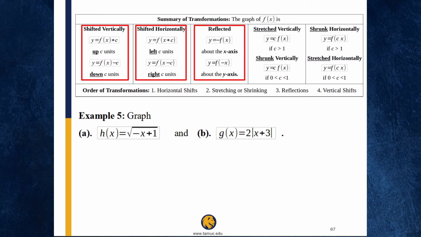Reflections happen when we put a negative outside or inside. So negative f of x would cause it to be reflected about the x-axis, and f of negative x would reflect it about the y-axis.